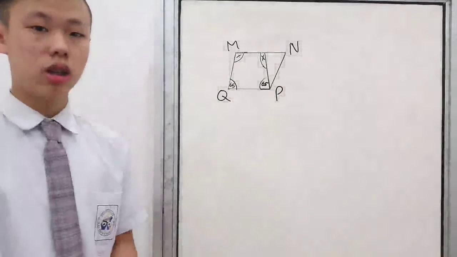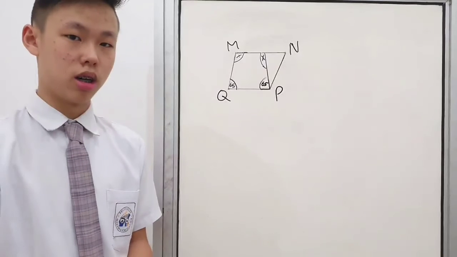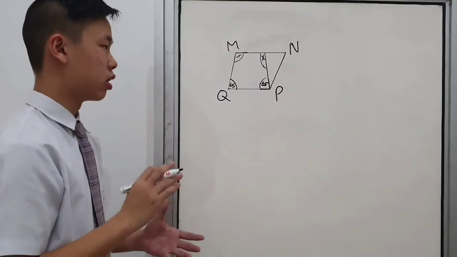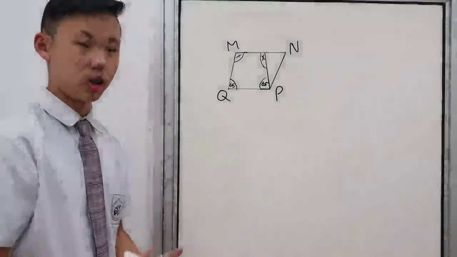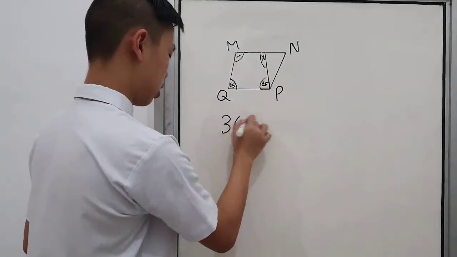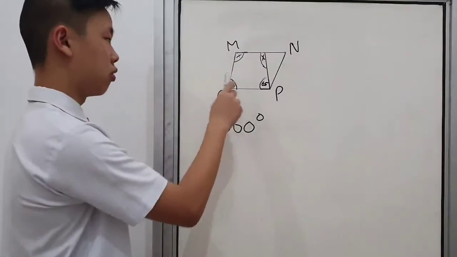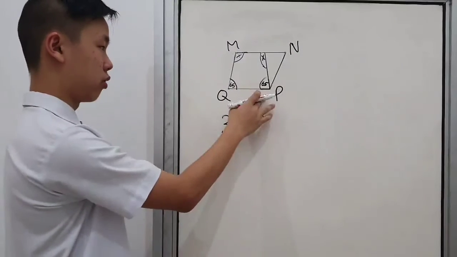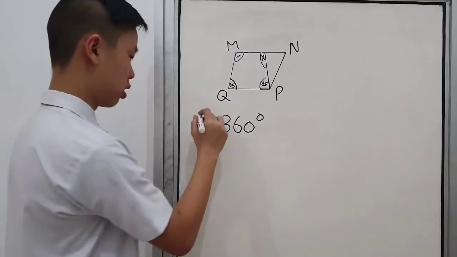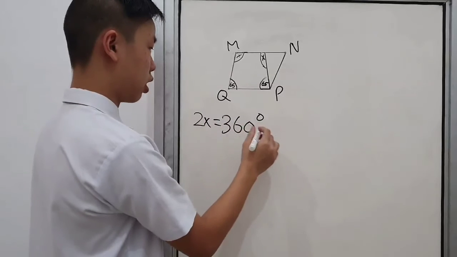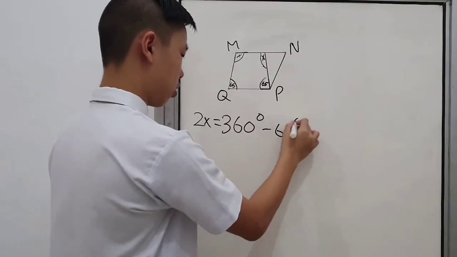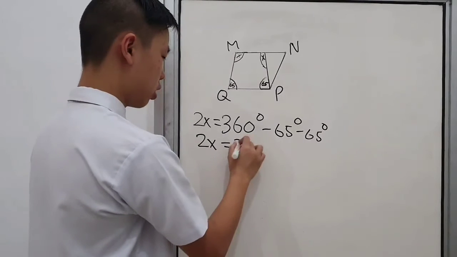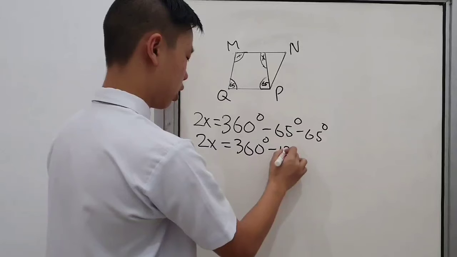And now we should remember the sum of the angles in quadrilaterals, which is 360 degrees. So here we put 360 degrees. Now we should find x, right? So we minus 65 and 65. So we get 2x. So 2x equals 360 degrees minus 65 degrees minus 65 degrees, equals 360 degrees minus 130 degrees.